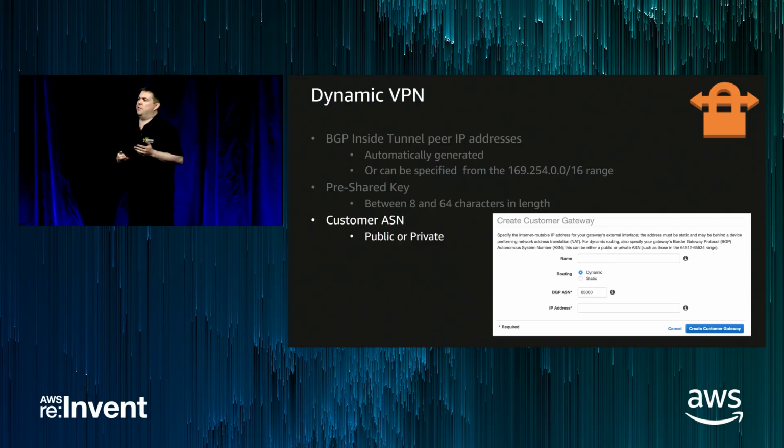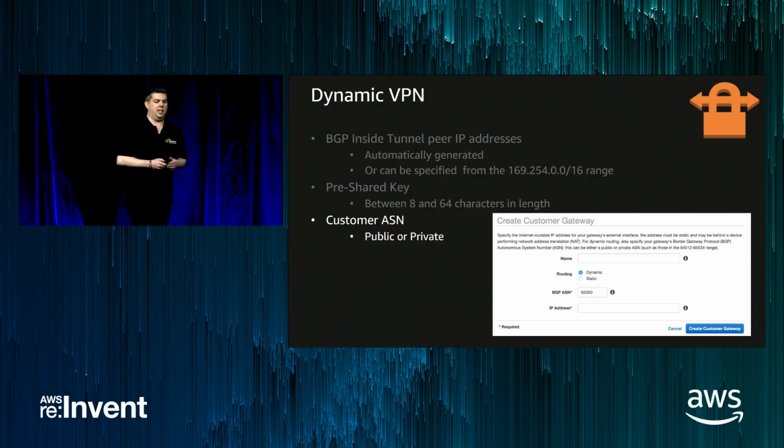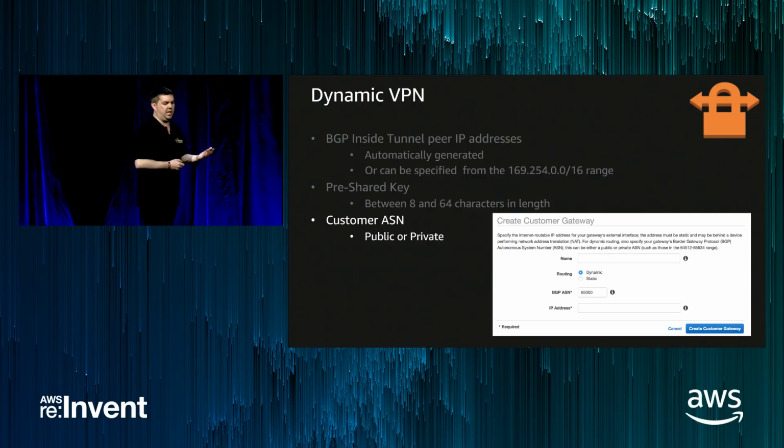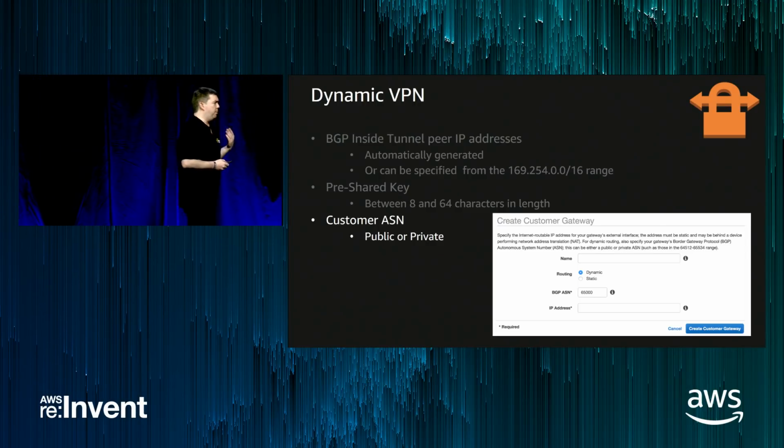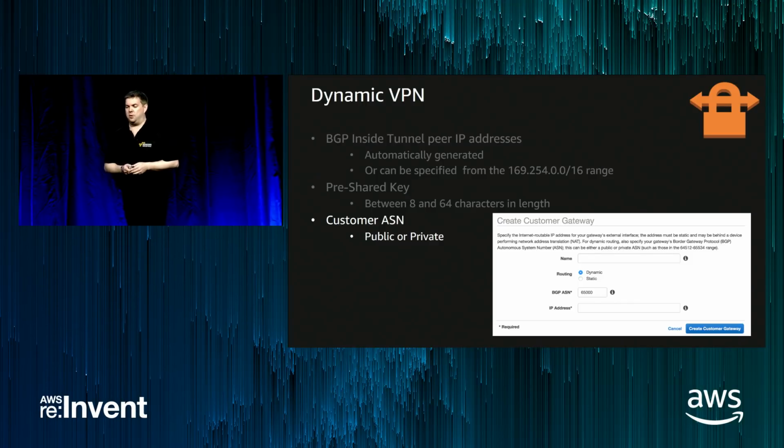Now, I mentioned that you have to define the AS number for each end of the connection. On the customer side of that connection, you define that on the customer gateway. So you can use a public or private AS number. If you own a public AS and you want to use it, that's absolutely fine. Or you can define a private AS.